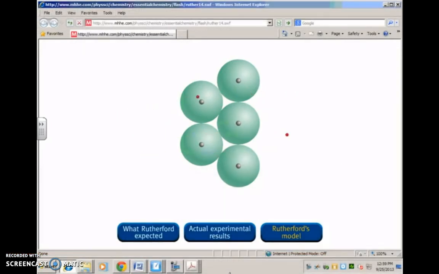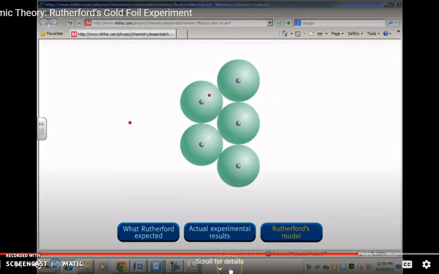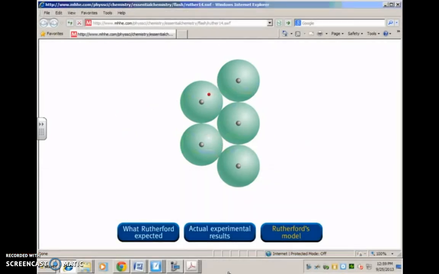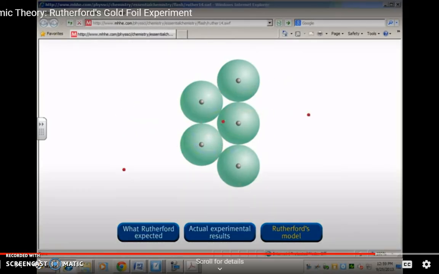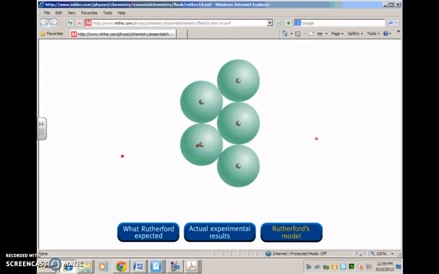So, in total, here's what he observed. Observation 1, most of the alpha particles pass straight through. Conclusion, most of the atom is empty space. Observation 2, the alpha particles that didn't pass straight through were either repelled or deflected at severe angles. Conclusion 2, the atom has a dense, positive core.